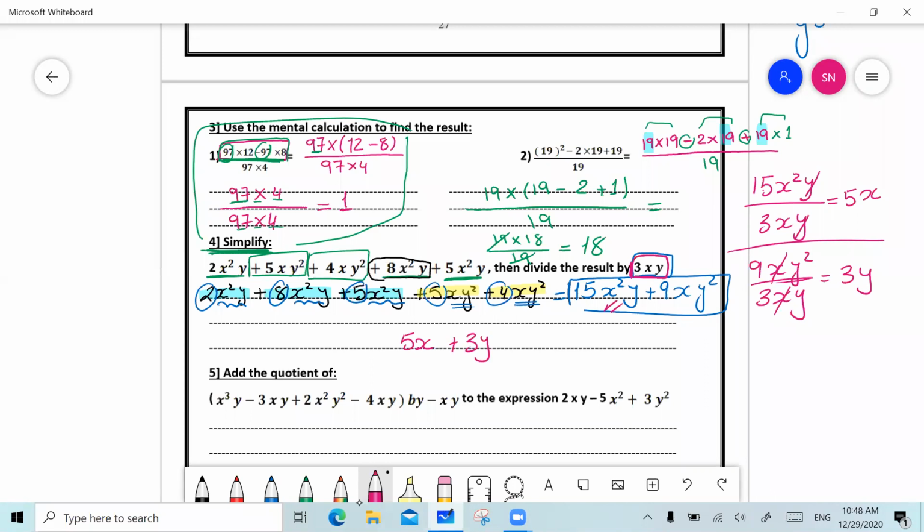So after I finished my answer, I had 5x squared y plus 9xy squared. I divided by 3xy and I got this answer.